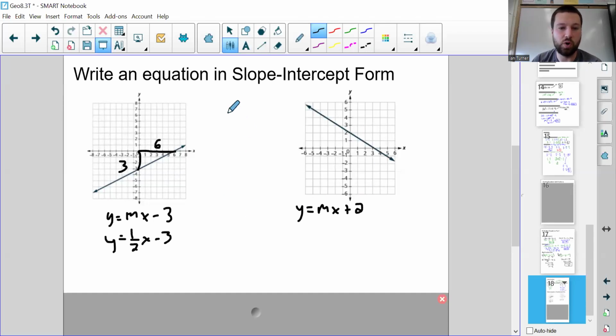Well, we could use our good old slope formula. Y is on top because it's rise over run. Y2 minus Y1 over X2 minus X1. And we just pick 2 points, right? So this point is 0, 2.